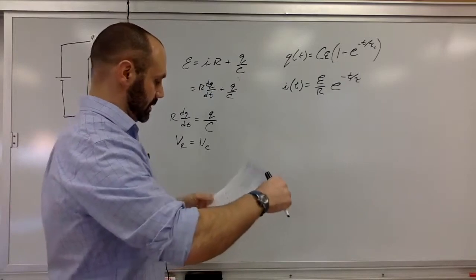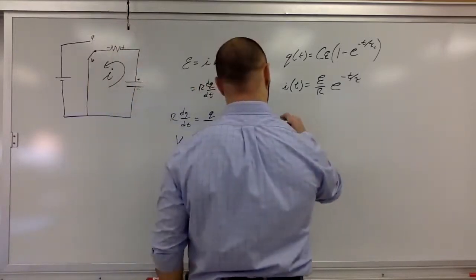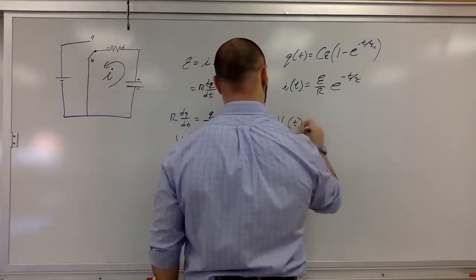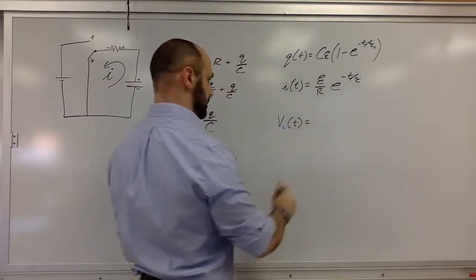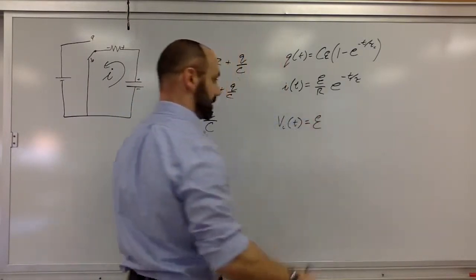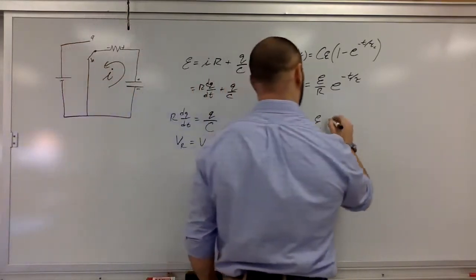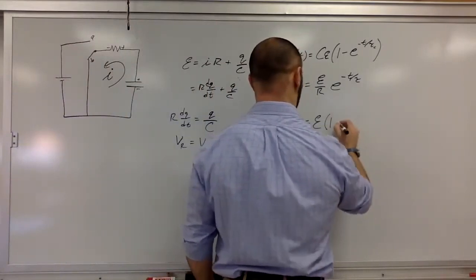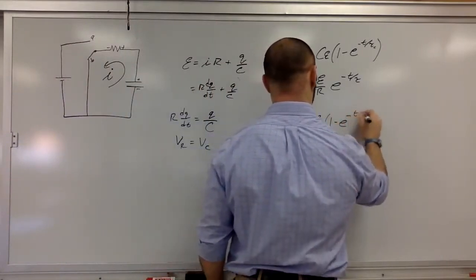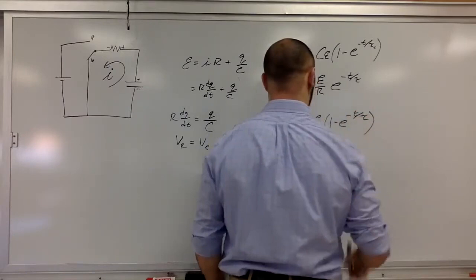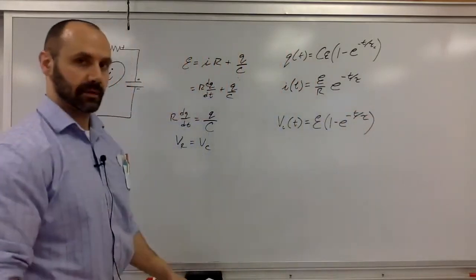And so then the voltage on the capacitor as a function of time is going to be given by the EMF. That's the maximum voltage that the capacitor will have after a period of time, the EMF of the battery. And it's approaching that asymptotically, so it's 1 minus e to the negative t over tau. Okay, that's it.